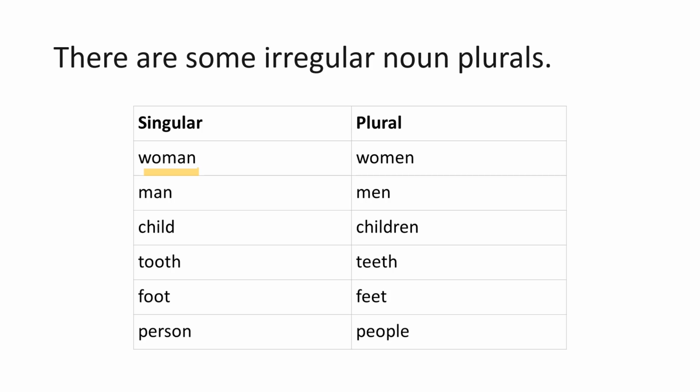इसकी plural form है women, man, men, child, children, tooth, teeth, foot, feet, person, people. ठीक है? These are all irregular noun plurals.